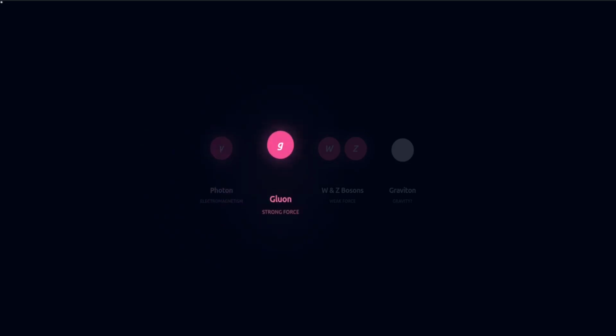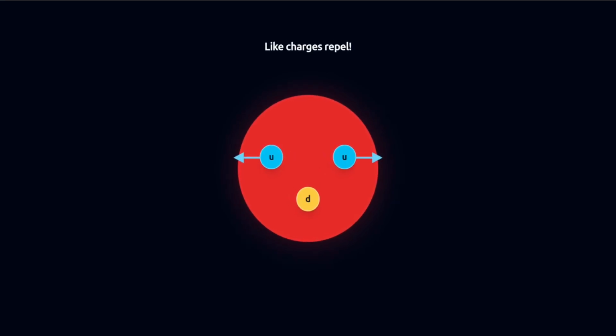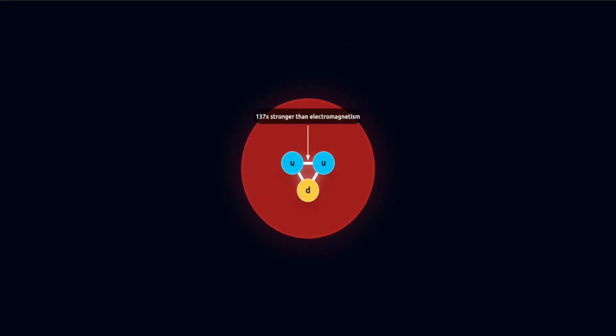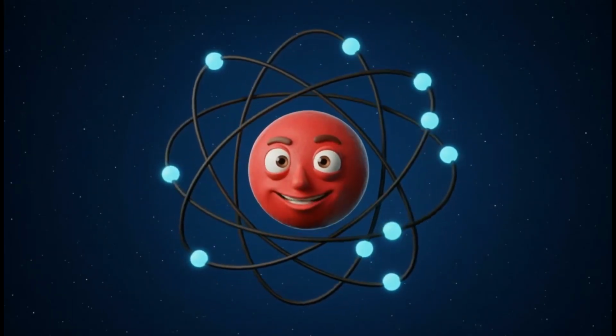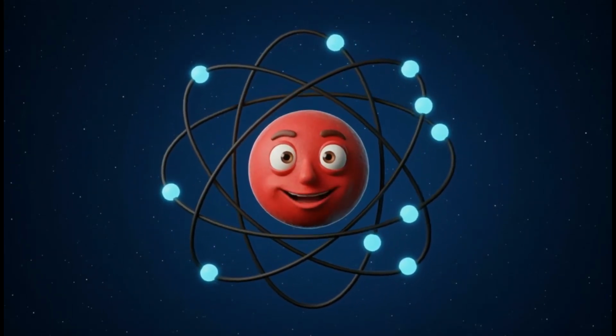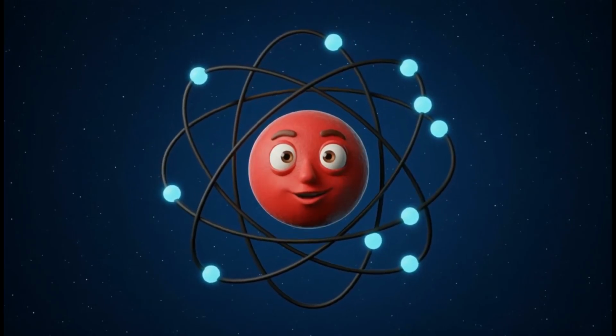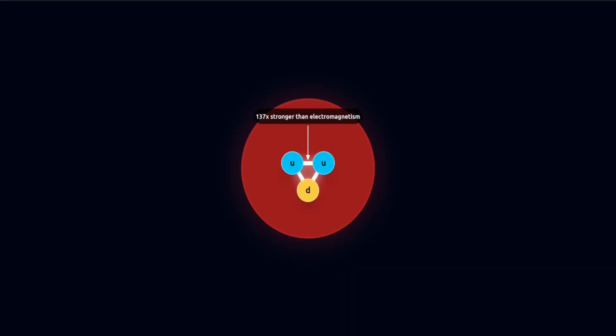Number 2, the gluon. Remember how protons are packed tight in the nucleus? Positive charges hate each other. They should fly apart. The gluon is a strong force. It is 137 times stronger than electromagnetism. Similar to the virtual photons being exchanged between charged particles, the gluons inside a nucleon are also virtual. It acts like a super strong rubber band. It glues quarks together. Without gluons, you would instantly disintegrate.